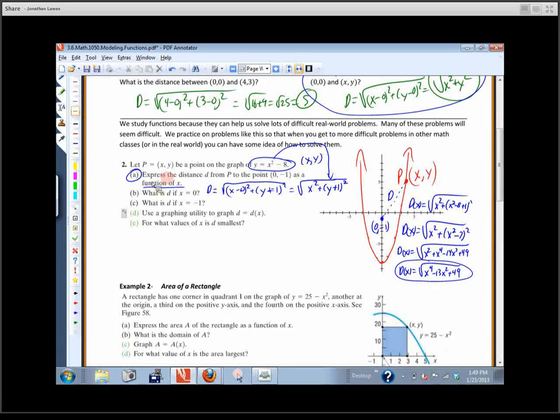Have we answered that question? Express the distance d from the point P to that point 0, negative 1 as a function of x. Do I have it written as a function of x? Yes, we do. Okay? Now, here's the interesting thing.